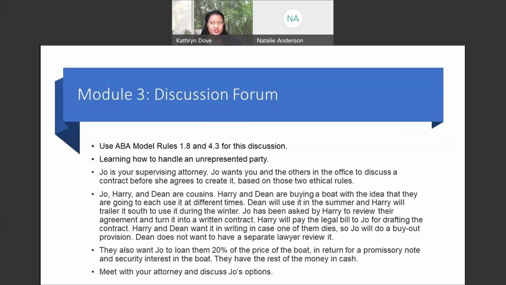It's okay to represent a cousin. A lawyer could represent a cousin. An attorney could represent his wife. An attorney could represent her husband. An attorney could represent their parents. That's okay. But what is not okay is for the attorney to have an adverse interest to a client. And in this case, Harry wants Joe to turn their agreement to purchase the boat into a written contract. Harry is going to pay Joe for drafting the contract, but Dean does not want to have his own lawyer.